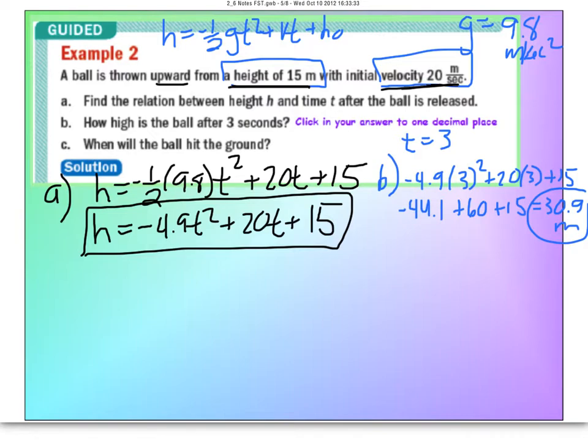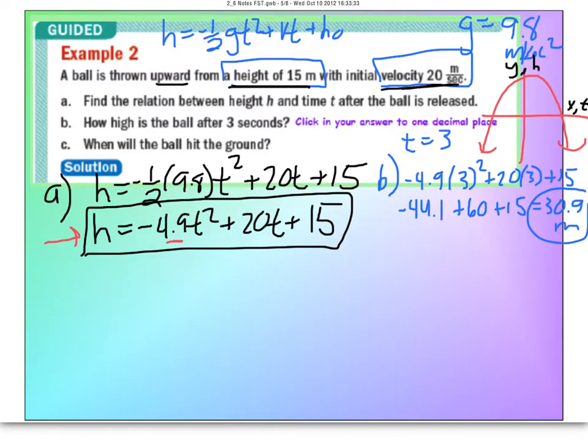Now, part C wants to know when the ball will hit the ground. Well, keep in mind this equation right here represents a parabola because it's a t squared or x squared. And the leading coefficient, or the value in front of t squared, is negative. So this parabola is going to face downward like that. Well, they want to know when the ball is going to hit the ground. Well, in this case, our x-axis is the same as t for time. And the y-axis is our height in this case.